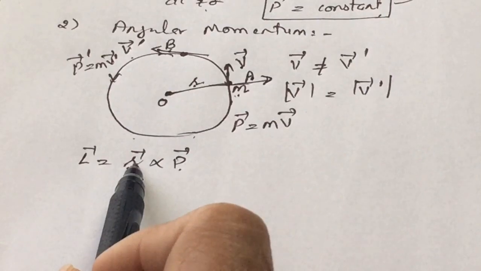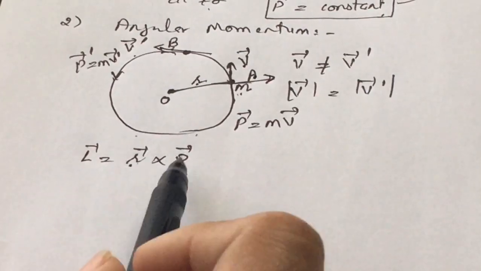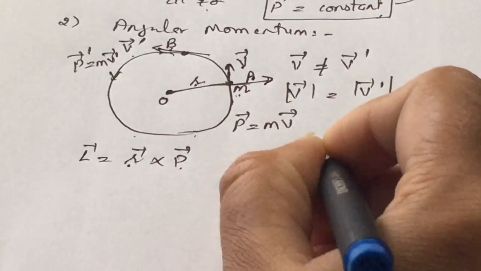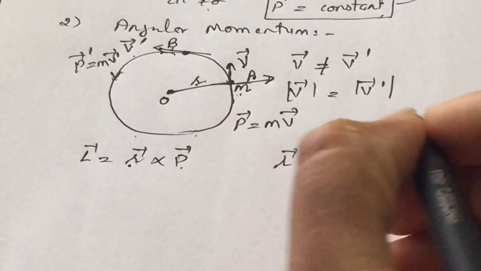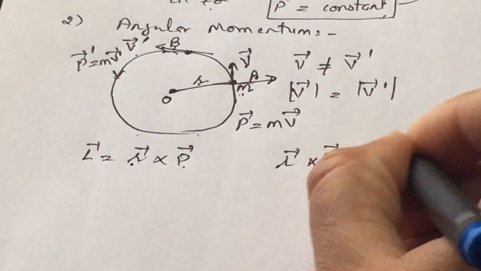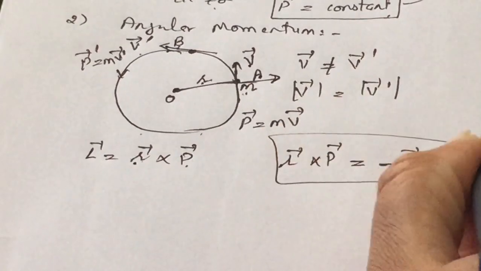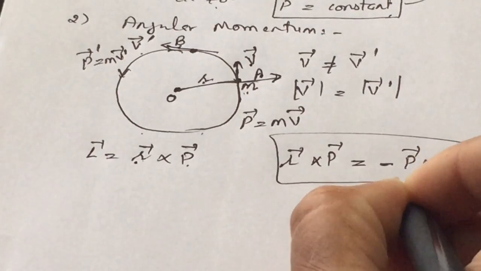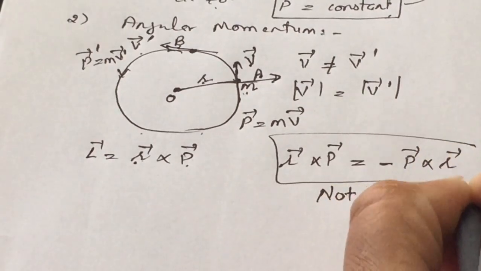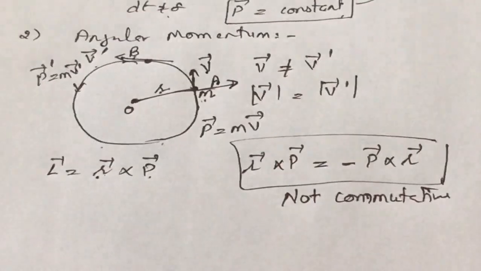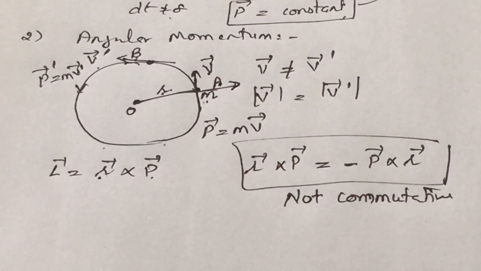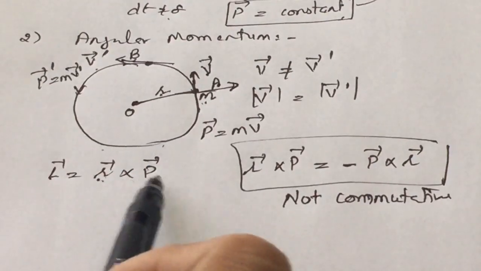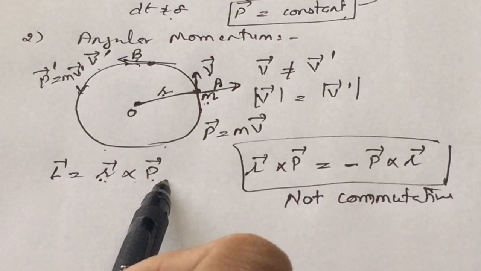We can't write here p cross r, because the cross product is anti-commutative. This is r cross p, and it will be equal to minus p cross r. It means the cross product is not commutative. If it were commutative, then r cross p should be equal to p cross r, but in the cross product, this is not commutative. Theoretically the angular momentum is given like this.